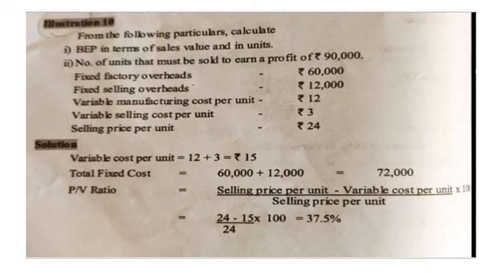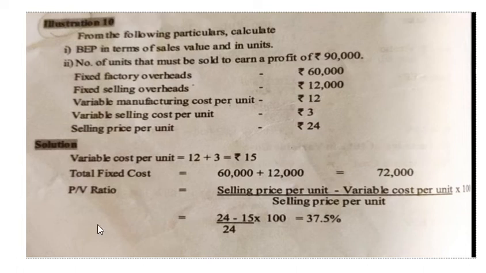Then we will be calculating the total fixed cost. So here in this question, they have given us two fixed costs, which are factory overheads and selling overheads. So factory overheads is 60,000 plus fixed selling overheads is 12,000. So the total will be 72,000. Now they have asked us to calculate the break-even point.